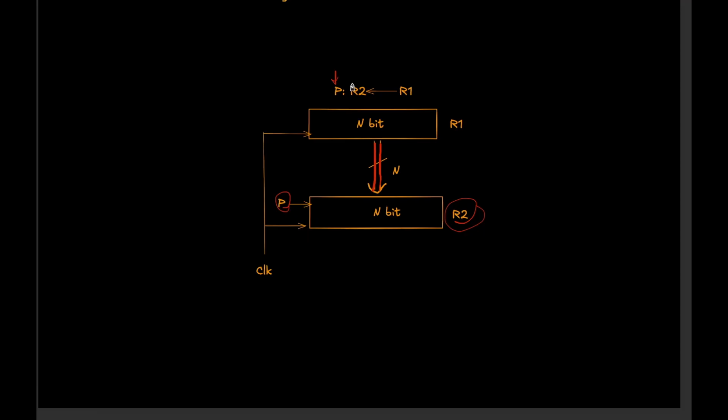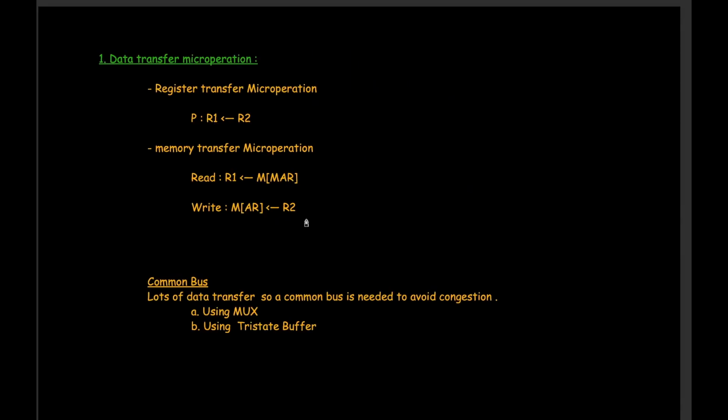One thing: whatever data is present in any register is continuously driven onto the buses. So R2's input is getting the data, but it will change only when the load input is 1. We will see more about the data transfer macro operation and the buses in the next lecture.